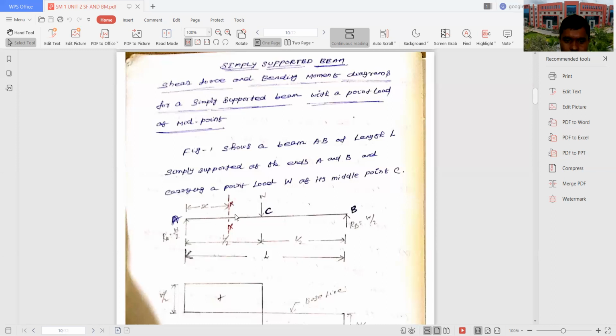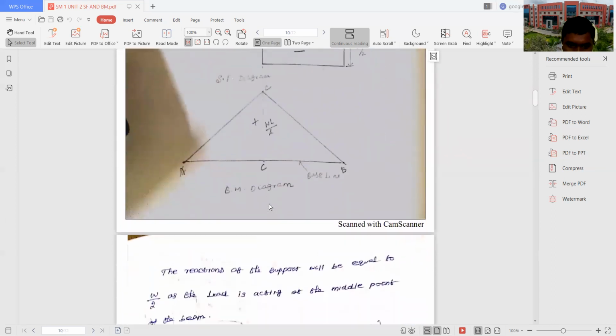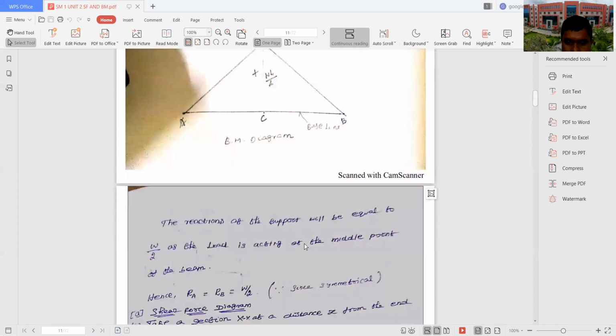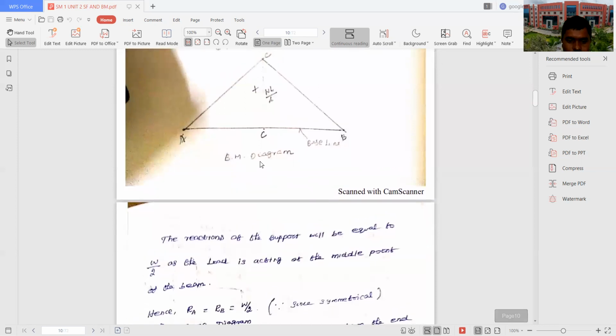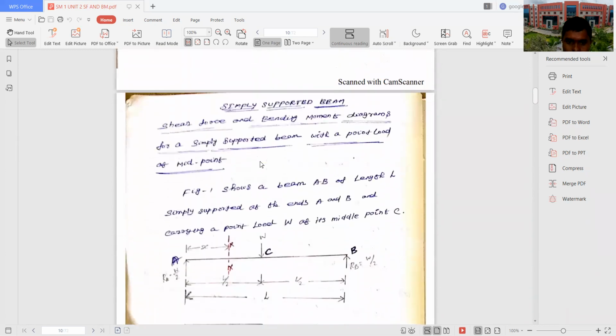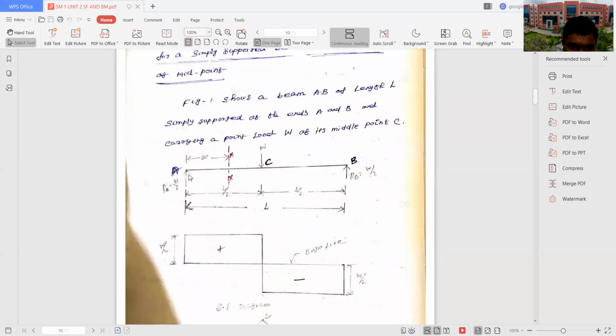Now first of all, you need to know the reactions. In the simply supported beam, you need to know the reactions. Here W is acting on the beam. At point A there will be the reaction RA, and at point B there will be a reaction RB. So that reaction RA and RB, we have to find out first. The first step is to find the reactions of the simply supported beam.